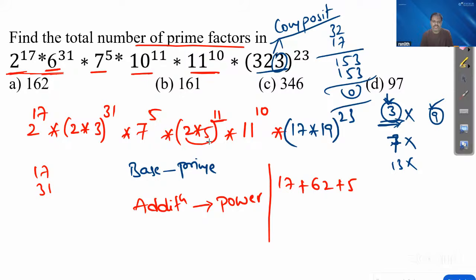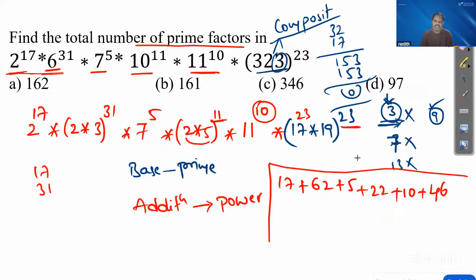11 we are having 2 times. 11 2s are 22. And next will be equal to 10. And the next equal to 23 we are having 2 times. 17 power 23, 19 power 23 will be equal to 46. Now we need to add all the values.